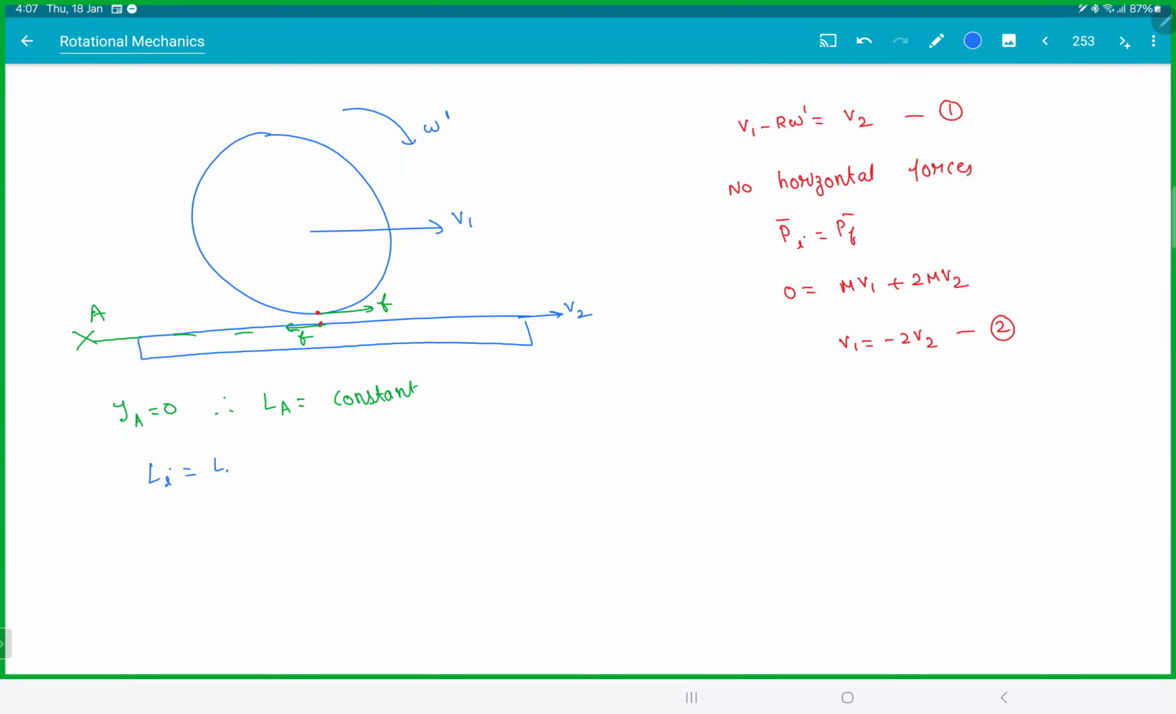L initial is equal to L final. The plank is so thin, you can neglect the thickness. So velocity is passing through that. Plank will be always 0. The only thing that matters is the sphere. So the angular momentum of the sphere will be, there is no translation, only rotation. That would be 2 by 5 mr square omega minus k cap. This is for the sphere. Plank is 0.